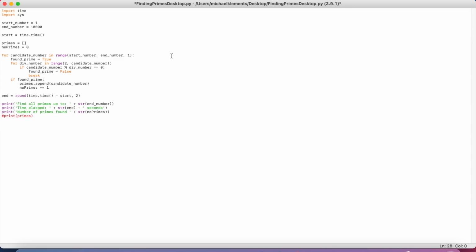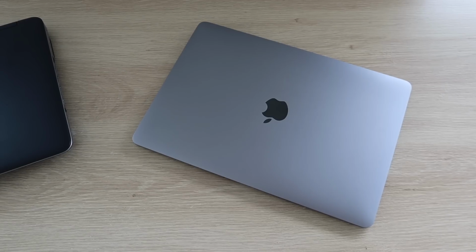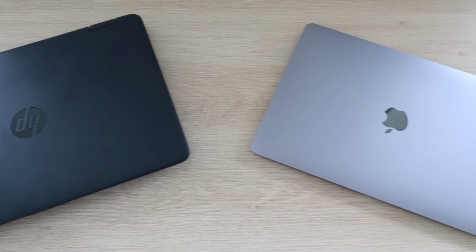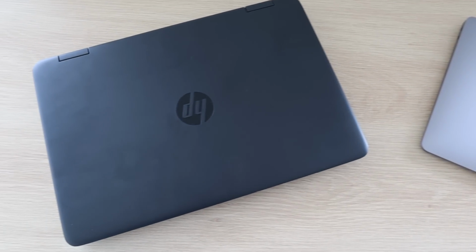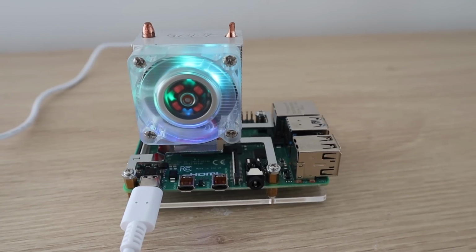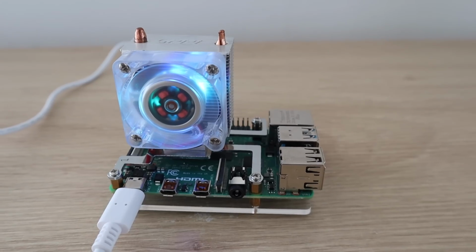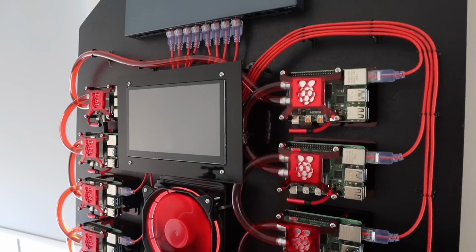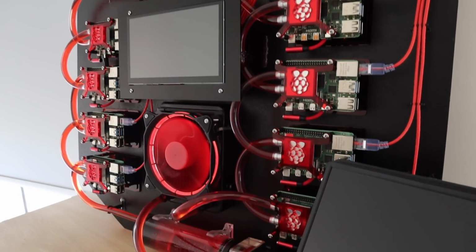We'll be testing the time it takes to find all the prime numbers up to 10,000, 100,000, and then 200,000. I'll be doing 5 comparisons, running the simulation on a MacBook Air and a somewhat outdated HP laptop running Windows 10 Pro. We'll then compare these laptops to a single Pi 4B running at 1.5 GHz. We'll then overclock it to 2 GHz, and finally run the cluster at 2 GHz as well.